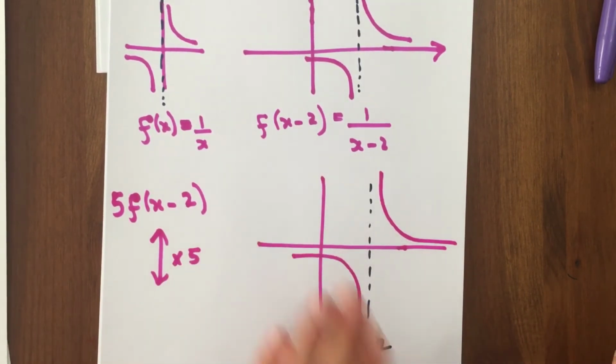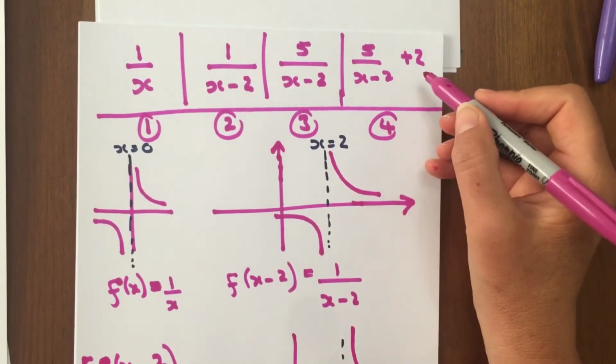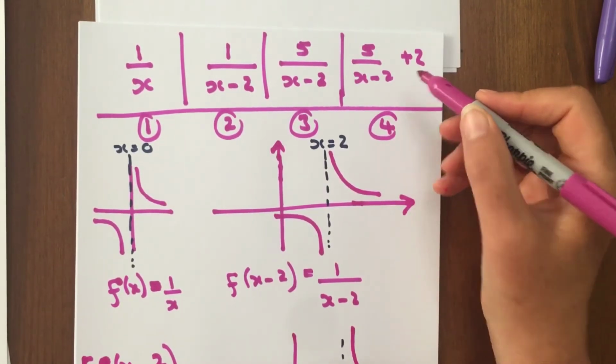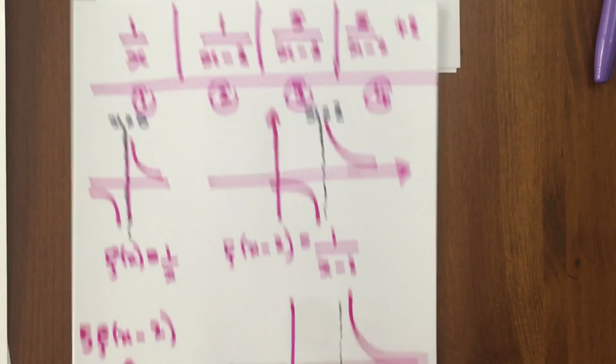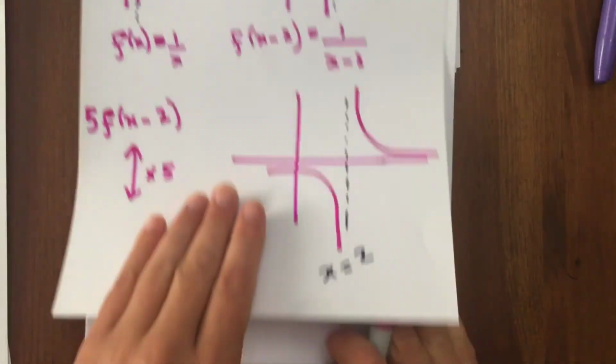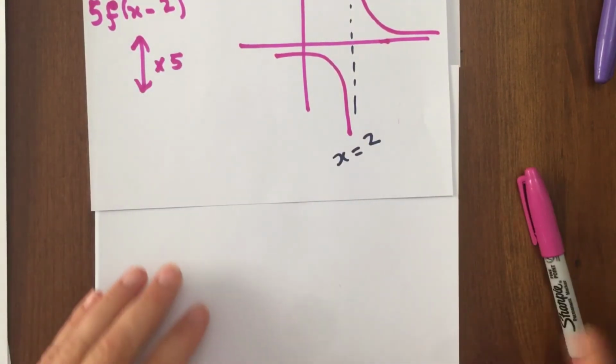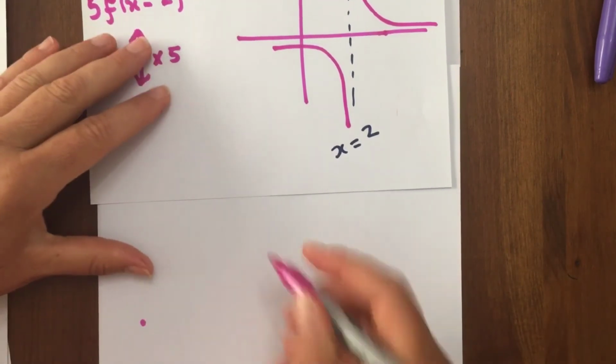Now, my last stage, I'm adding 2 to what I've just done. So if I'm adding 2, the whole graph is now going to move up 2. So let's see what that's going to look like. My whole graph is going to move up 2. So let's just sketch the graph.